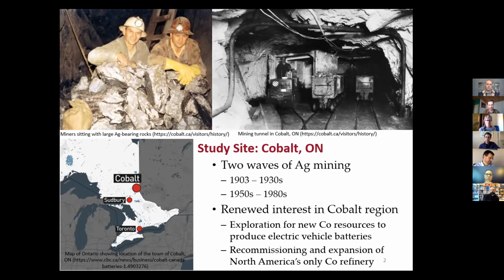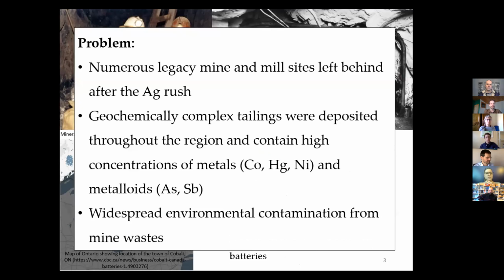Recently, there's been renewed interest in the Cobalt region for exploring new cobalt resources, as well as expanding the first of its kind cobalt refinery for battery-grade cobalt in North America. However, there are some problems associated with the silver mining rush in Cobalt.